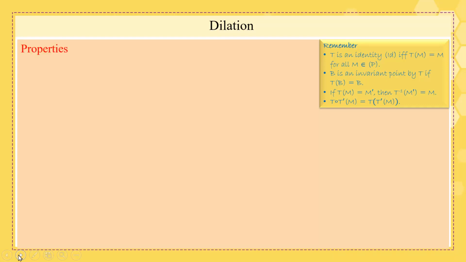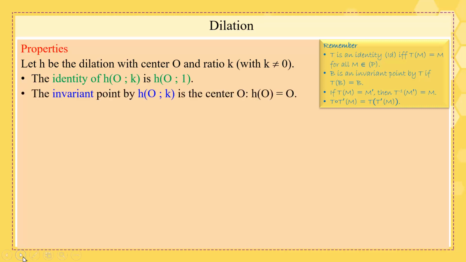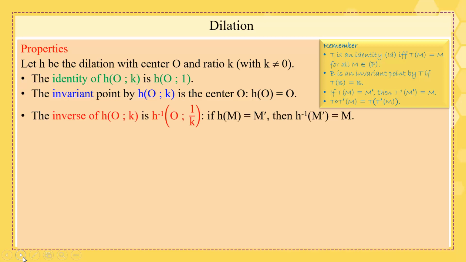Now, we have these properties. Given H a dilation with center O and ratio K, such that K is different from 0. First, the identity of H of center O and ratio K is the dilation of center O and ratio 1. The invariant point by H of center O and ratio K is the center O, so that means H of O is equal to O. The inverse of the dilation of center O and ratio K is the dilation of center O and ratio 1 over K. That means if H of M equals M prime, then the image of M prime by the inverse of H is equal to M.